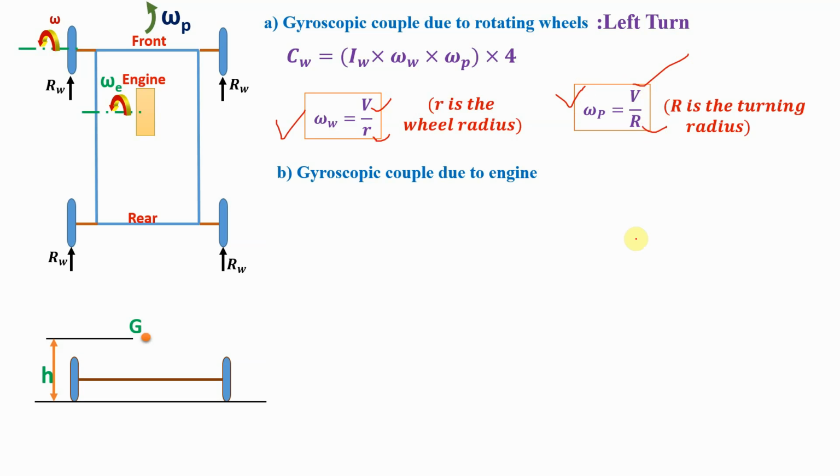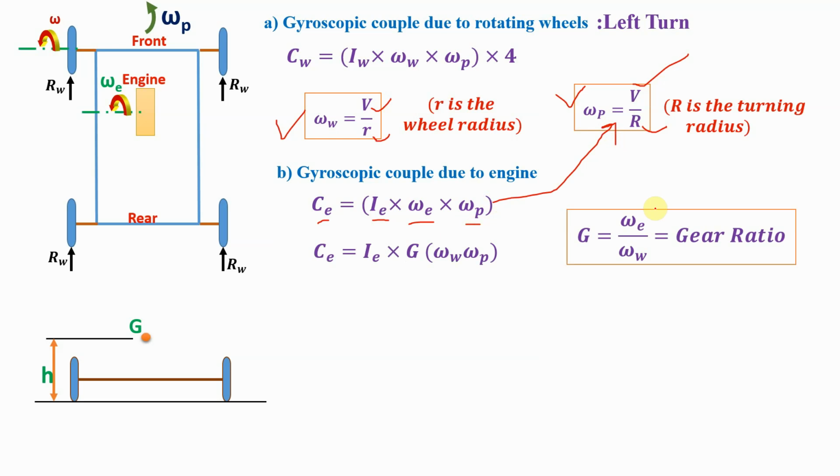The next is gyroscopic couple due to engine. We use the same equation, C equals I omega omega p. CE indicates the gyroscopic torque due to engine rotating parts. IE is the moment of inertia of the engine rotating parts. Omega E is the speed of engine parts or speed of engine, and omega p is the precession velocity, which is equal to V upon turning radius.